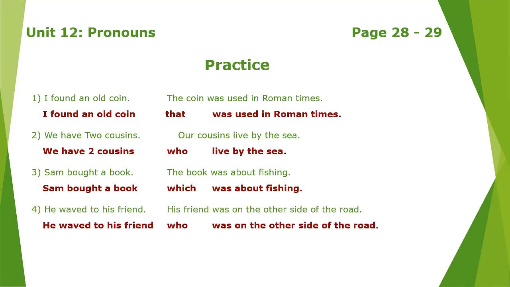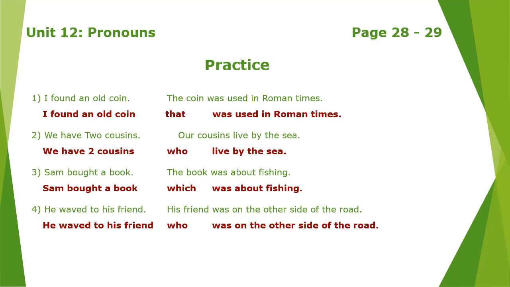Number 4, he waved at his friend, and his friend was on the other side of the road. So I will put the first sentence like always. He waved to his friend. And then I will say who, because here I'm talking about his friend, which is a person, someone. I will say who.